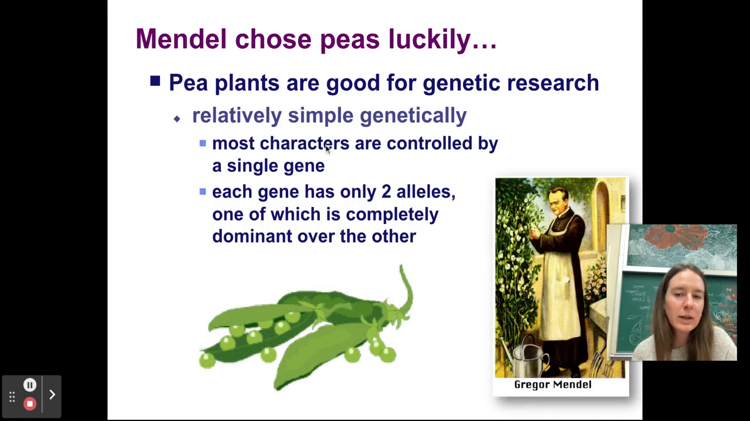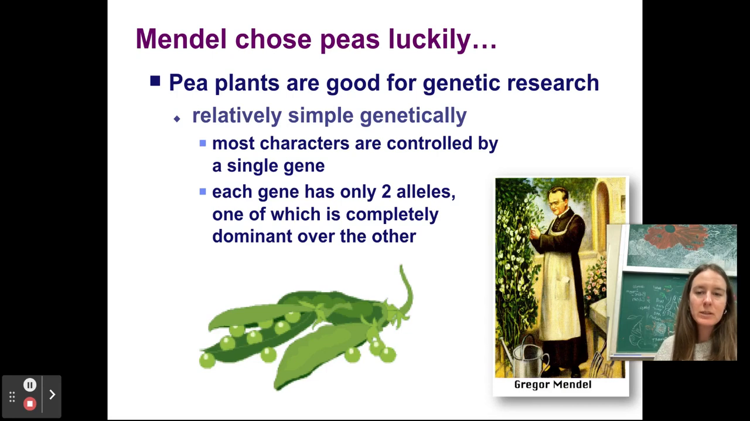They're simple genetically. Most of the characteristics are controlled by a single gene. So if you have chromosome pair 1 and that has the gene for pea color, there's just one gene. So as long as you have the capital P, you're going to be yellow. There are some exceptions we're going to learn about later. It's called non-Mendelian genetics.